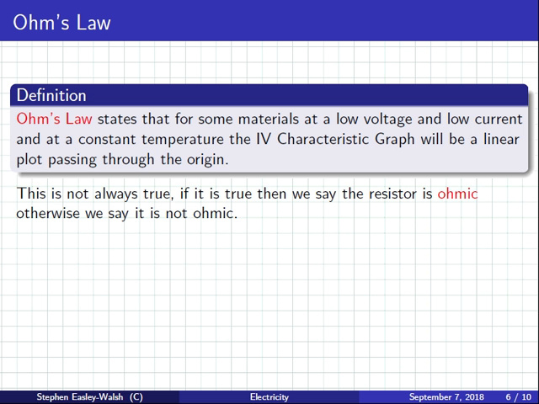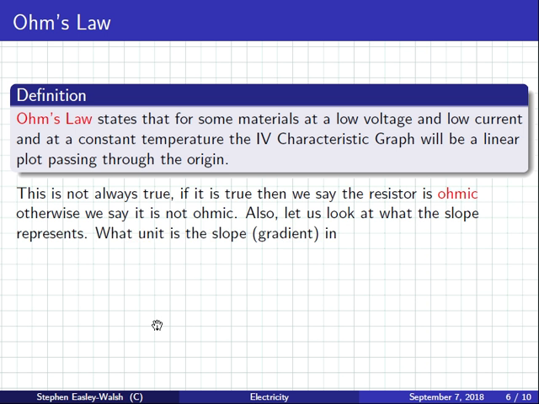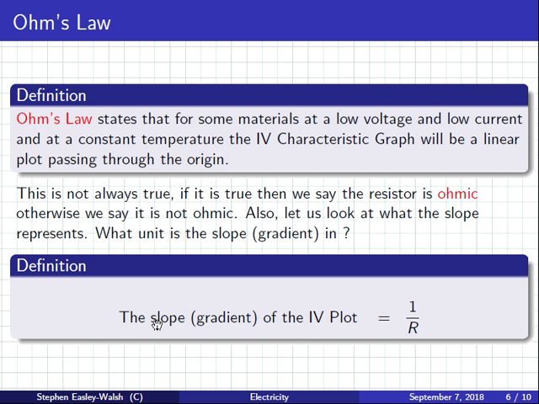Okay. Got that? So we saw that the slope represents 1 over the resistance. If you didn't write this down yet, you should write it down now. The slope, the gradient of the graph, is 1 over R. We were talking about that earlier.